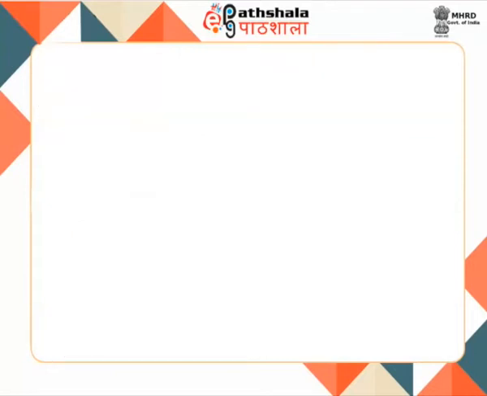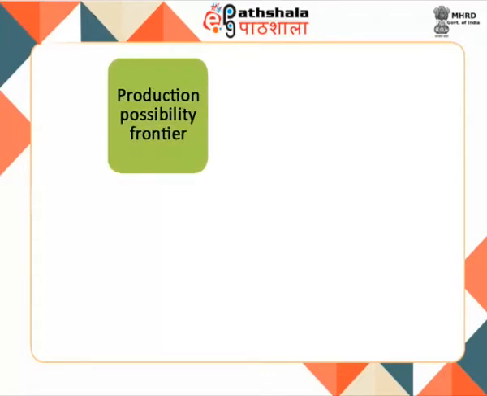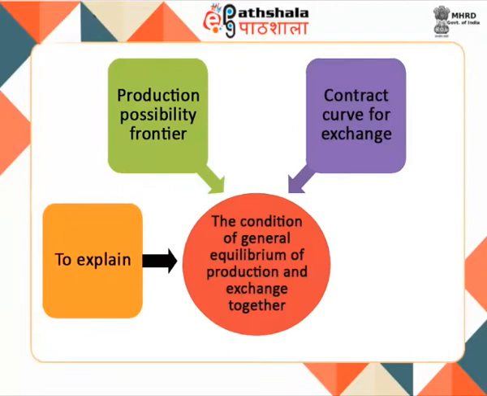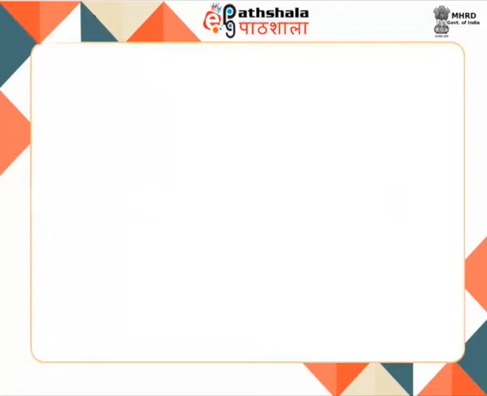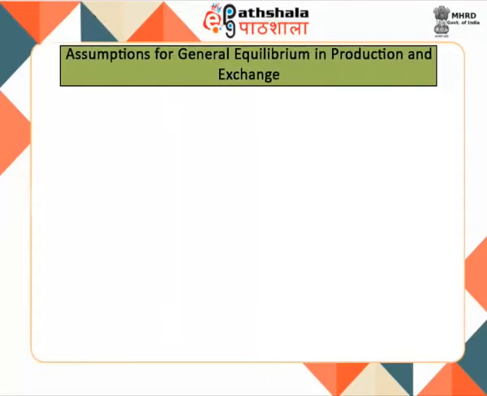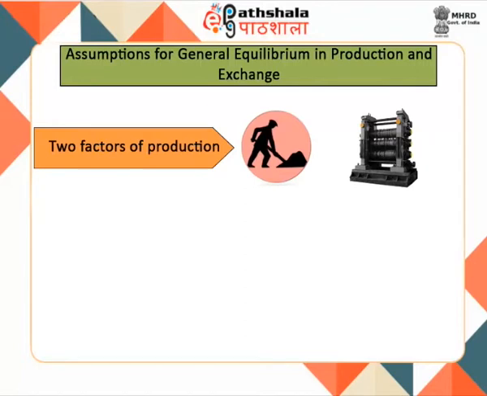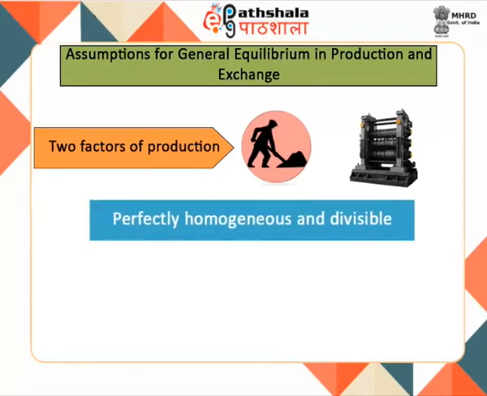In this module, we will use the production possibility frontier and the contract curve for exchange to explain the condition of general equilibrium of production and exchange together. Now we will discuss the assumptions for general equilibrium in production and exchange. There are two factors of production, labor L and capital K, which are perfectly homogeneous and divisible.